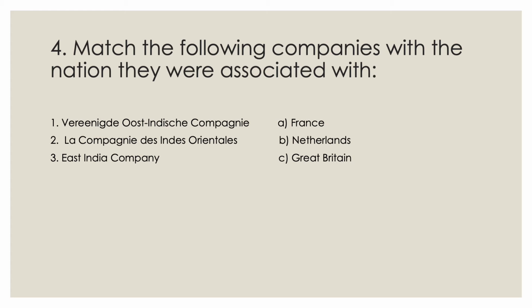The Verenigde Oost-Indisch Company was for Netherlands, and it's actually the Verenigde Oost-Indisch Company. That's how the V is actually pronounced. So it goes with Netherlands. La Compagnie des Indes Orientales. I don't know how correct my pronunciation is, but just so that you have this in front of you, this was the French company, and East India Company was obviously Great Britain.